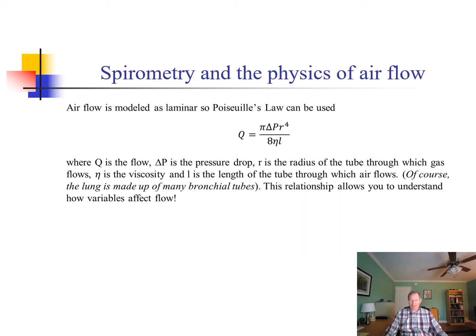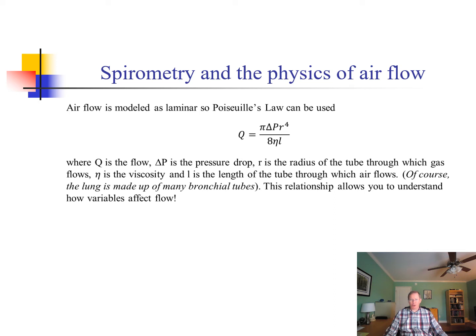The biggest thing that I want you to remember is that flow is proportional to the 4th power of the radius. Let me say that again. Flow is proportional to the 4th power of the radius. So of all the things that you can influence, the radius is the most sensitive changer of the flow rate. Increase the radius a little bit, flow rate goes up a lot.